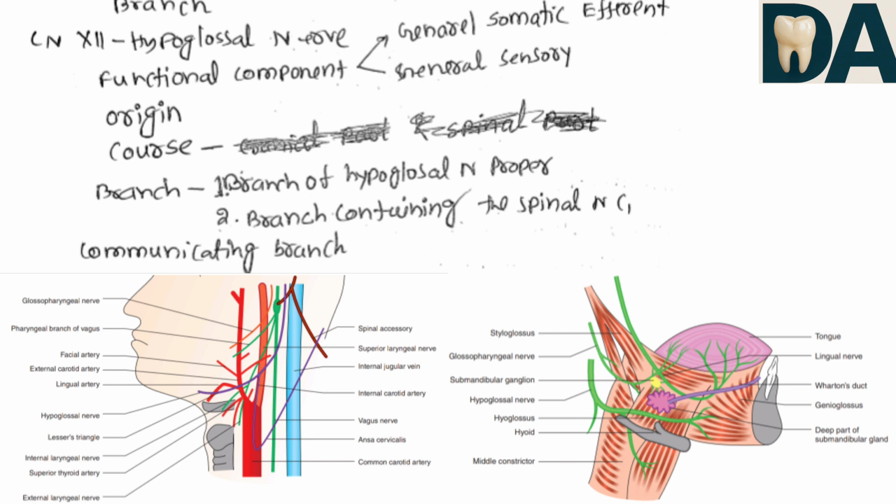Branches containing the spinal nerve C1. First is the meningeal or dural branch. Second is the branch to thyrohyoid and geniohyoid. Third, the branch from the descending hypoglossi and the branch from the ansa hypoglossi. Last, the communicating branches. The hypoglossal nerve communicates with other nerves through its branches, either by giving off a few nerve fibers or by receiving a few branches from other nerves such as the vagus, lingual, sympathetic and cervical nerves.